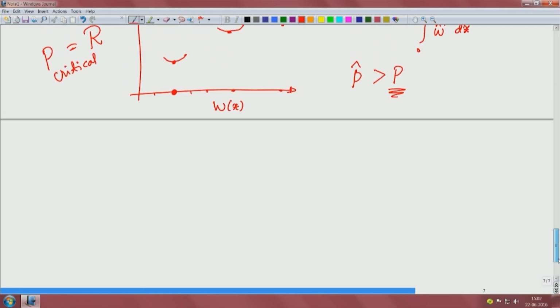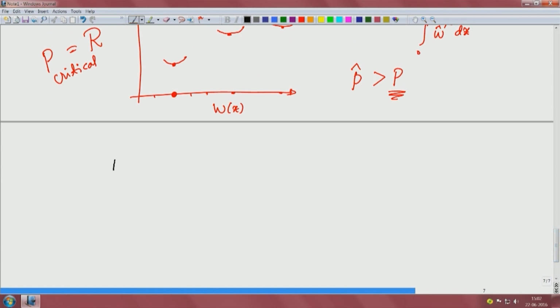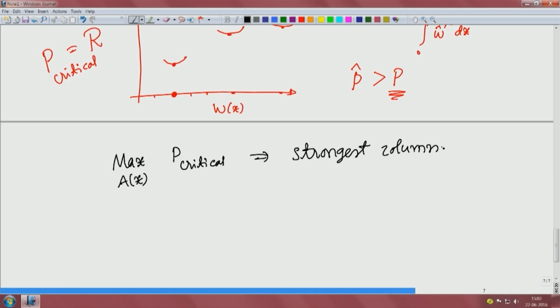Using this, we will solve a problem where we want to maximize the P critical, that will be the strongest column. We want to maximize P critical by varying, let us say, the area of cross section of the column. This will give us the strongest column. Strongest means it is not going to buckle. Buckling has this phrase that we buckle under pressure, that is, you are becoming unstable. So here, when we say strongest column, that will have the maximum P critical. That is what we will discuss in the next part of the talk. Thank you.